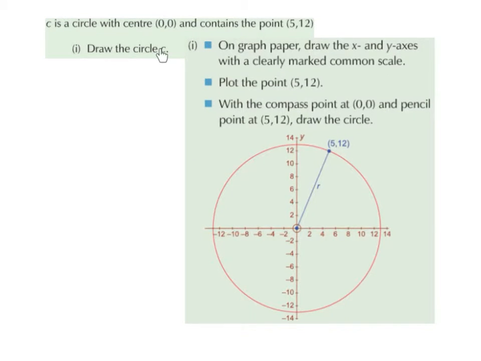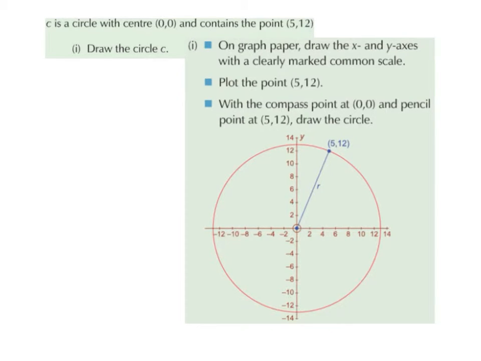So part 1, draw the circle C. On graph paper, draw the x and y axes with a clearly marked common scale. This is really important that we have a common scale. So that means the same numbers on the x-axis as is on the y-axis.